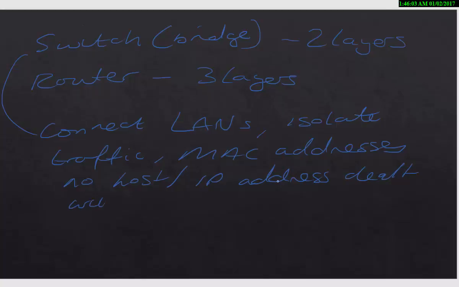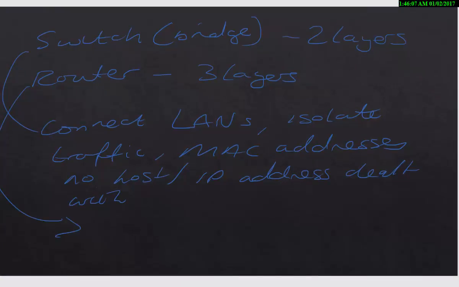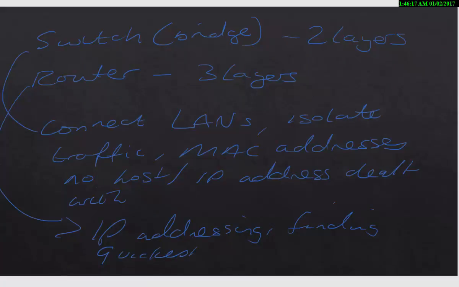With a router, then it does IP addressing and finding the quickest path, and is for a wider area network solution. So this could be just local networks, things like that. A brief comparison between the two.